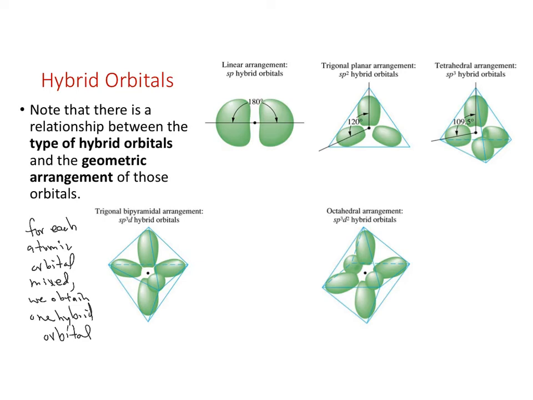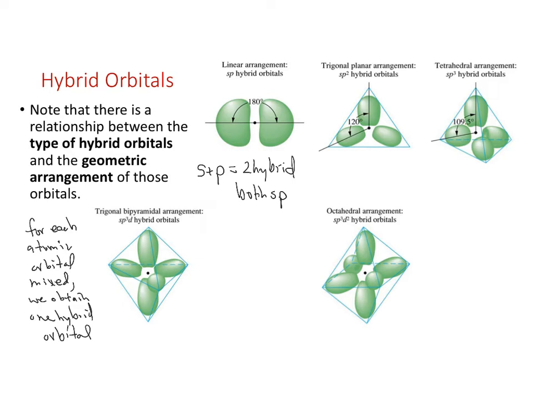So where did we start? We started with linear. If I'm linear, I have 2 electron domains. So I would need 2 hybrid orbitals. How do I generate 2 hybrid orbitals? Well, I'd have to mix together 2 atomic orbitals. So if I mix together an s and a p orbital, I would obtain 2 hybrid orbitals that are both sp. And that's what I see. If I'm linear geometry, I would be sp hybridized.